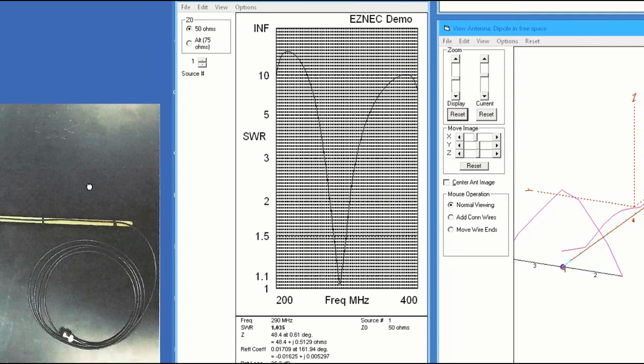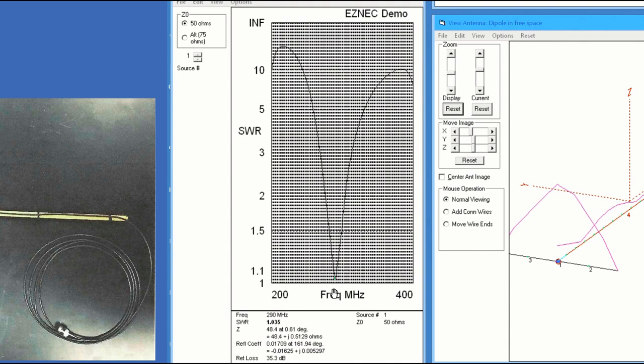And remember, this is a 0.5 meter dipole. So lambda over 2 is 0.5 meters, so lambda is 1 meter. So this is basically a 300 megahertz antenna. And that's what we see here. The center frequency is between 200 and 400, and it takes a dip. It goes all the way down to an SWR essentially of 1, and that's at an impedance of 50 ohms.